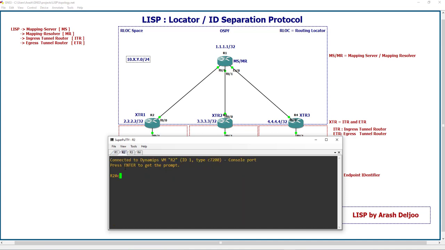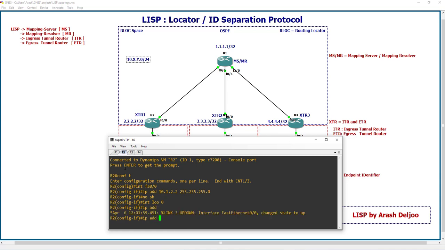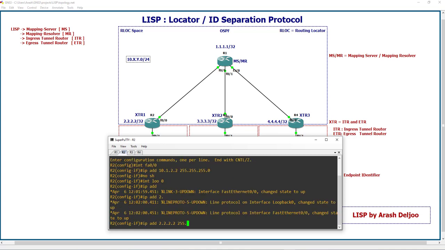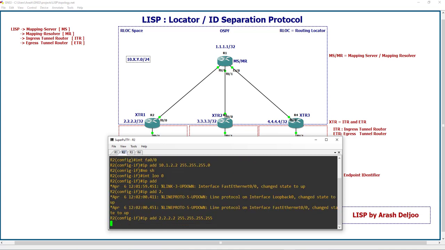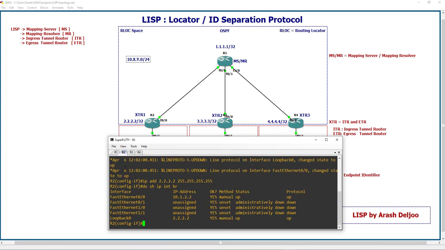This is router 2. Conf t, interface FastEthernet 0/0. The IP address is 10.1.2.2, 255.255.255.0 with no shutdown. And also we have interface loopback 0 with the IP address 2.2.2.2, 255.255.255.255. That's it. Let me show you, do show ip interface brief. We have two interfaces, FastEthernet 0/0 and also loopback 0.